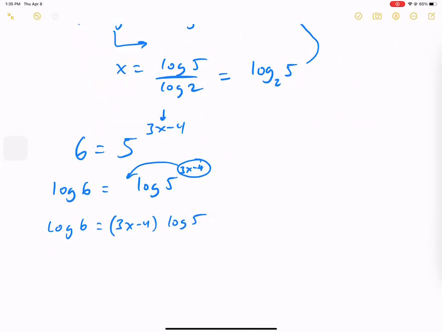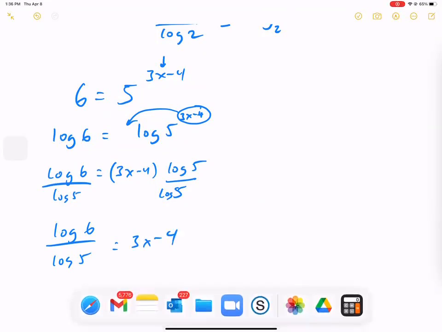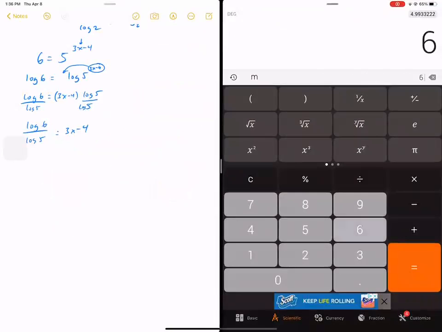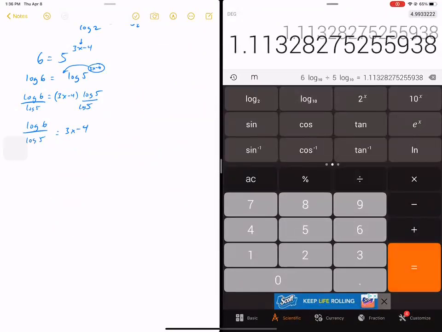Just like in Algebra 1, we are trying to solve for x, get x alone. Let's move the log 5 to both sides. Now we have to use a calculator here, log 6 over log 5. You'll notice that this is going to be a decimal answer because there's no way for me to get log 6 from log 5. So I'm going to type that in my calculator: 6 log divided by 5 log equals 1.11, equals 3x minus 4.